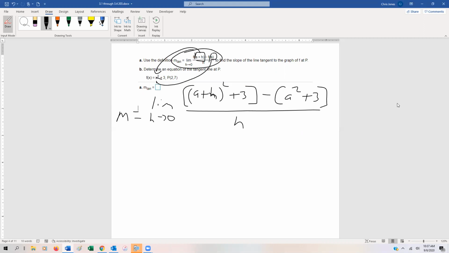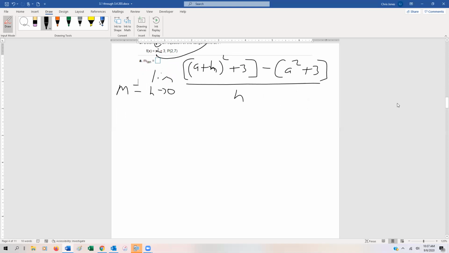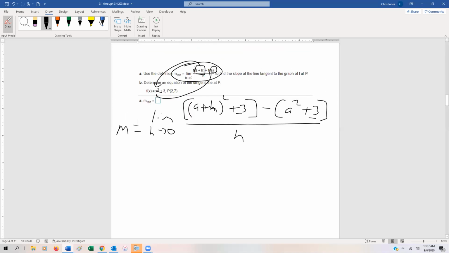And what algebra do we have to do? Well, it's pretty obvious. The 3s are eventually going to cancel out. We have a positive and a negative 3. But we probably should square out this a plus h. For those of you that squared it out as a squared plus h squared, don't ever do that again. That is absolutely incorrect. The correct expansion of that binomial is a squared plus 2ah plus h squared.